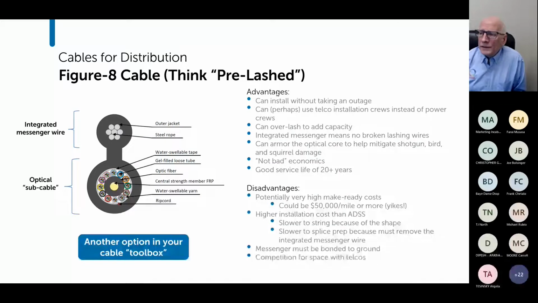You pick up a lot of the advantages of ADSS, especially if you use this in the communication zone. You also pick up the ability to use telco installation crews. You can overlash this cable. So actually you're picking up an advantage of a lash cable there. Because you don't have a lashing wire, you don't have broken lashing wires. You can armor this subcable so you can protect against shotguns and squirrels. The economics of this cable are not bad, and you can get a good service life out of it.